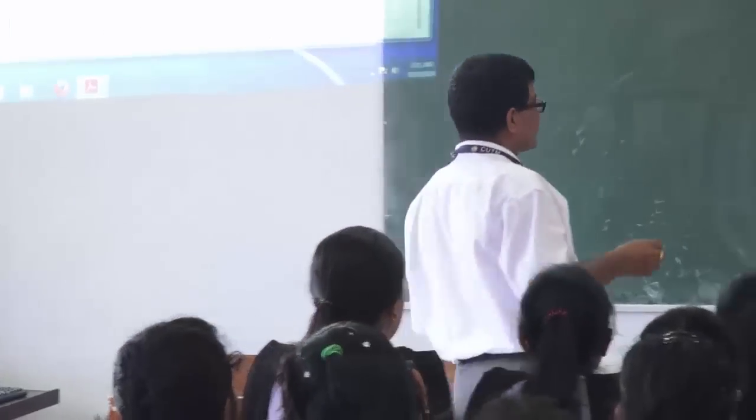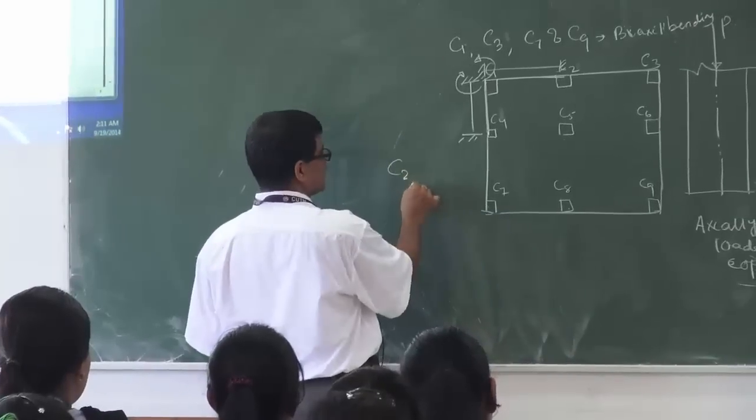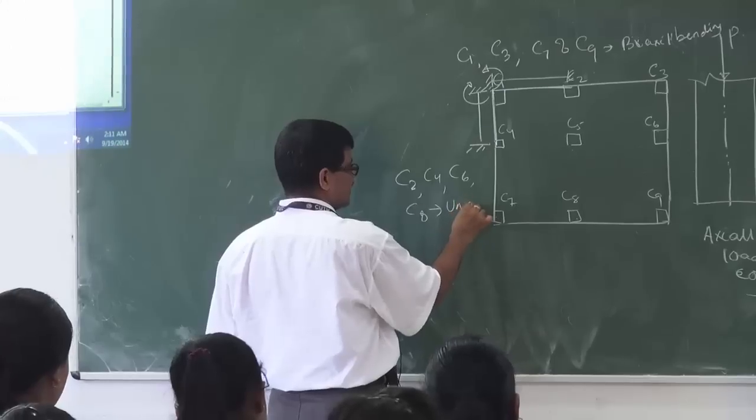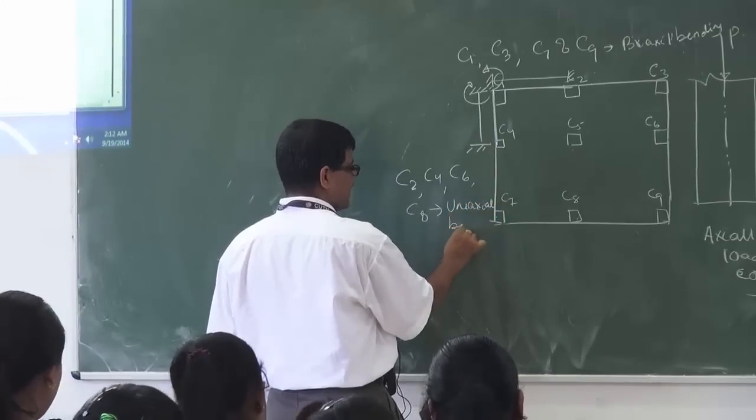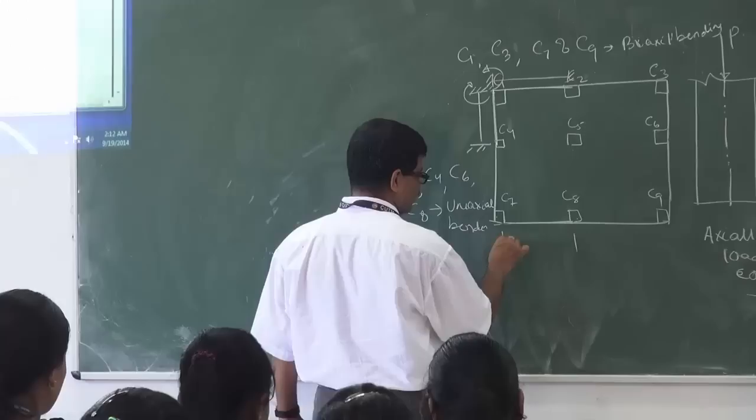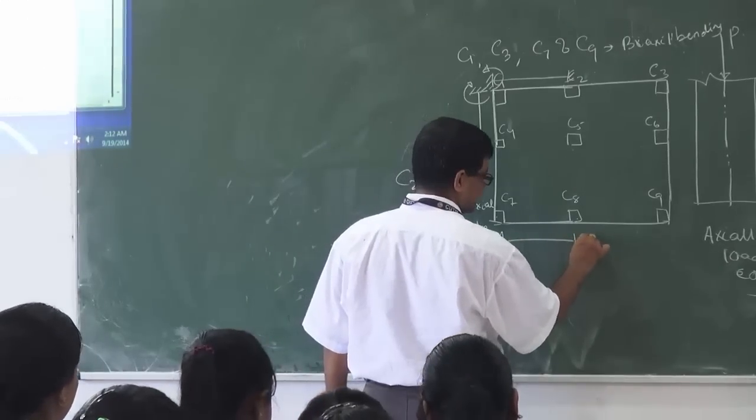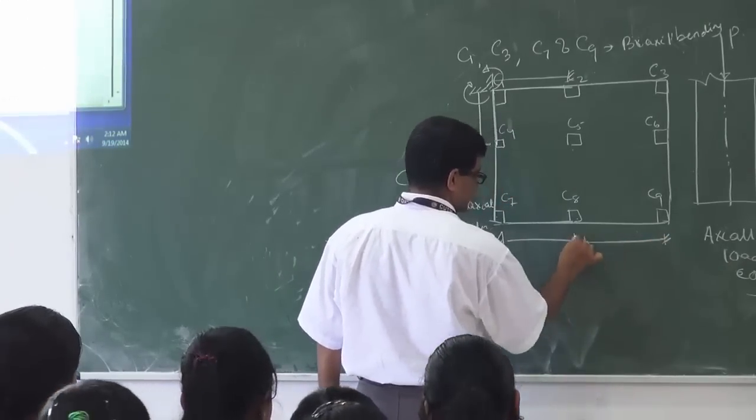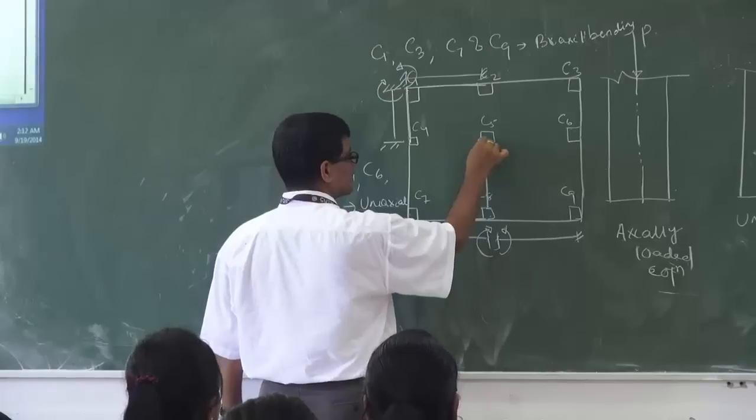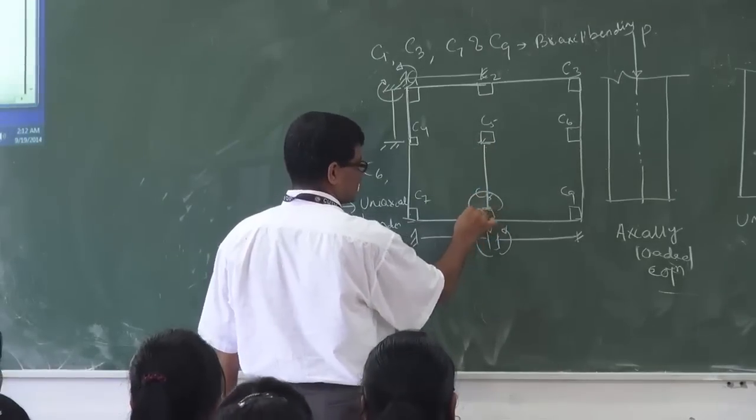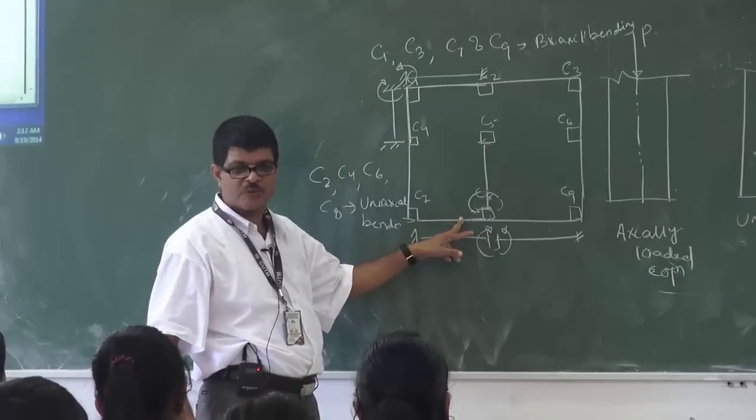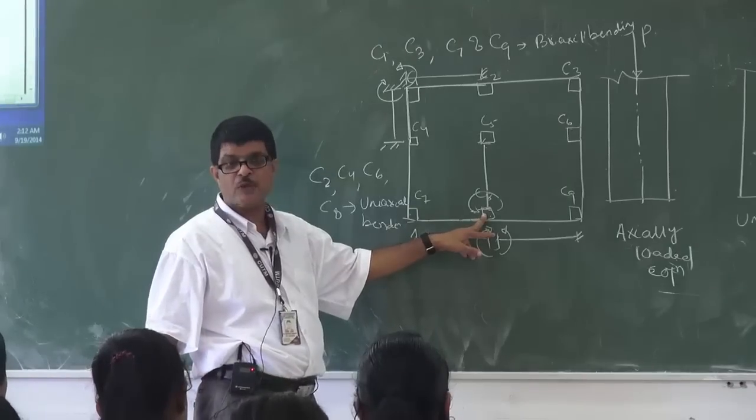Now if you come to these columns C2, C4, C6 and C8, these columns are under uniaxial bending. What is uniaxial bending? Uniaxial bending means, suppose this is the column. How will a moment be here? This will be considered like this, and this is considered like this. Now this moment will come here, this moment will come here, and here also you have a moment. Now these two moments will cancel each other, and you have only one moment. That is why these columns are subjected to uniaxial bending.